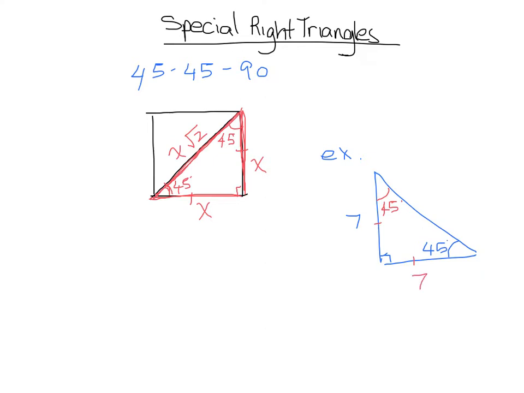And according to what we did before, the hypotenuse will be the leg length times root 2. So our hypotenuse will be 7 times root 2. And so we don't have to go through anything with sine, cosine, or tangent if we have a triangle with angles 45, 45, and 90. Let's look at our second special right triangle.